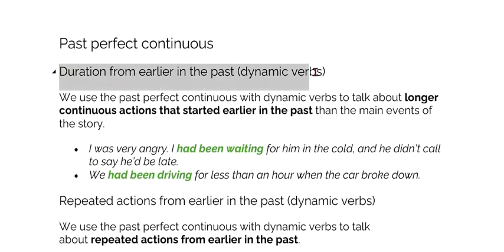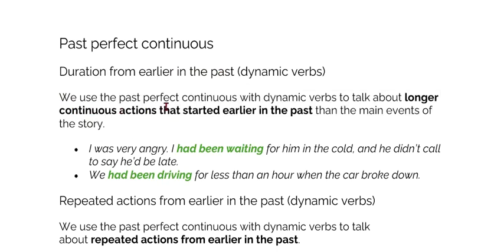We can use past perfect continuous to talk about duration from earlier in the past, but we use it with dynamic verbs, with action verbs, because action verbs such as jump, run, eat can take ing, and past perfect continuous can easily do the job of showing the duration from earlier in the past. So let me read this very important sentence.